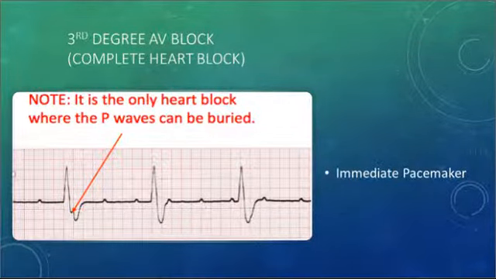Third degree, type 2, is a complete heart block, what we used to call an AV dissociation. The atrium and the ventricle are not talking to each other at all. They are completely disassociated. So you have P waves that march out. Here, here, here, here, here, here. This P wave, no way, conducted that QRS.